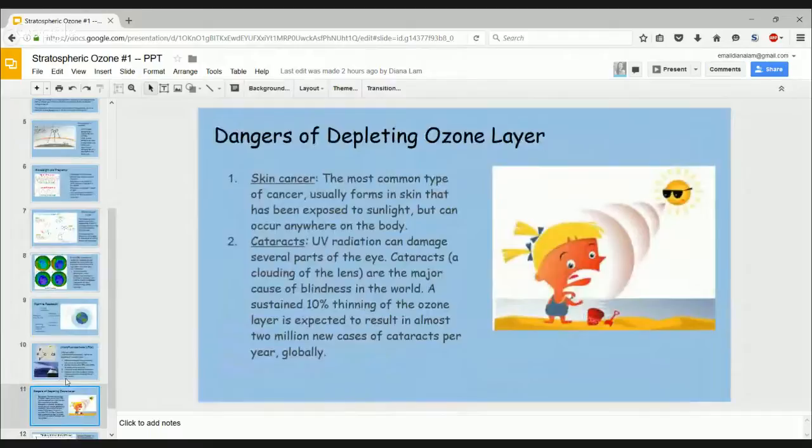And what happens when the ozone layer is depleted and UV rays are able to shine through? Well, two dangers of the depleting ozone layer are skin cancer and cataracts. Skin cancer is the most common type of cancer, and it usually forms in skin that's been exposed to sunlight, but it can really be found anywhere in the body, whereas cataracts are the major cause of blindness in the world.